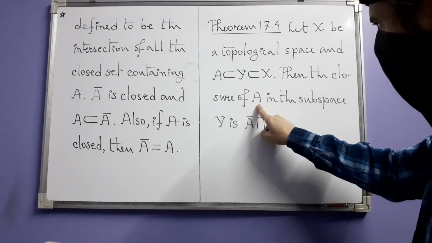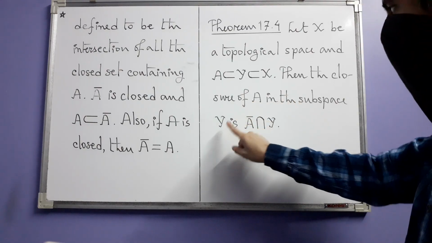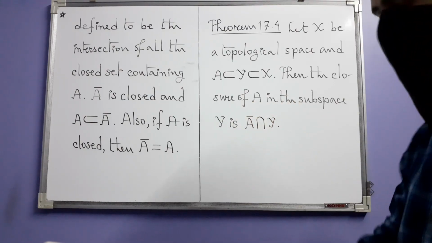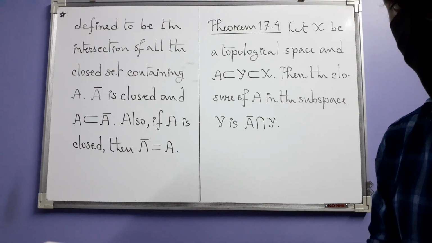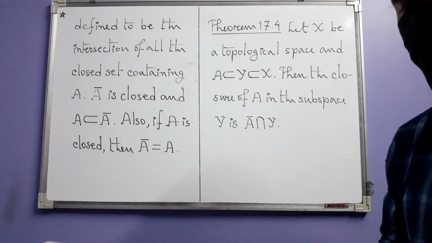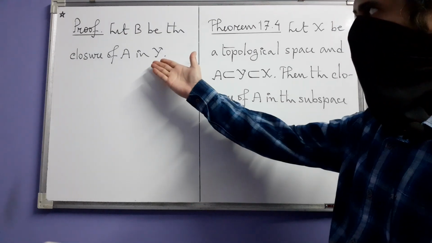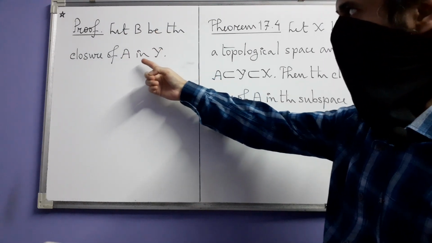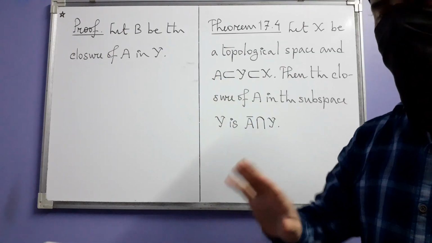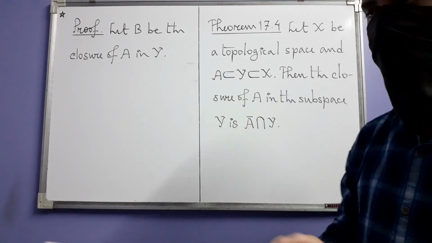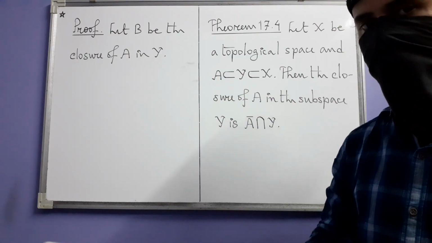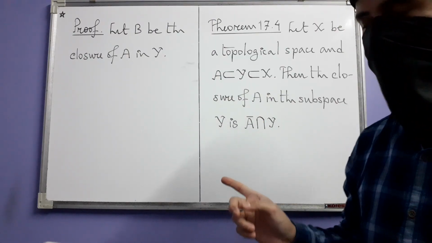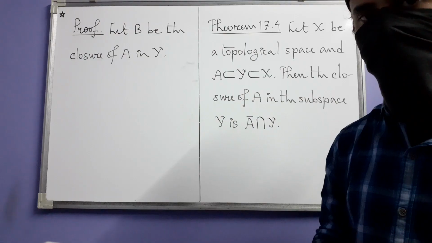Then, the closure of A in the subspace Y is A bar intersection Y, where this A bar is the closure of A in X as a subset of X. So we start the proof like this. Let B be the closure of A in Y. If we again go back to the definition of closure, this just means that B is the intersection of all closed sets in the subspace Y which contain A inside of them.